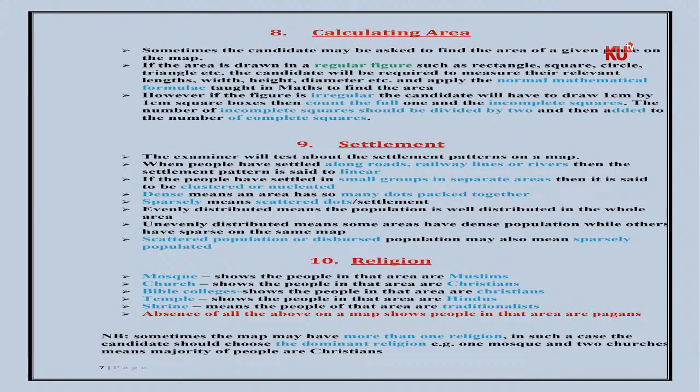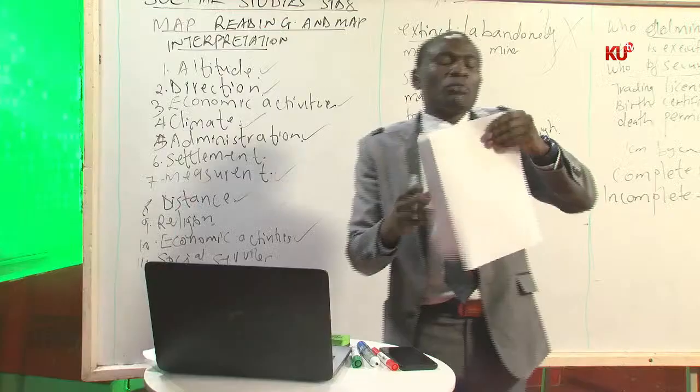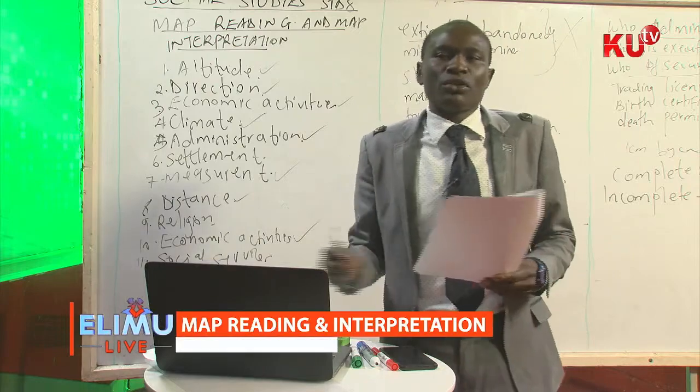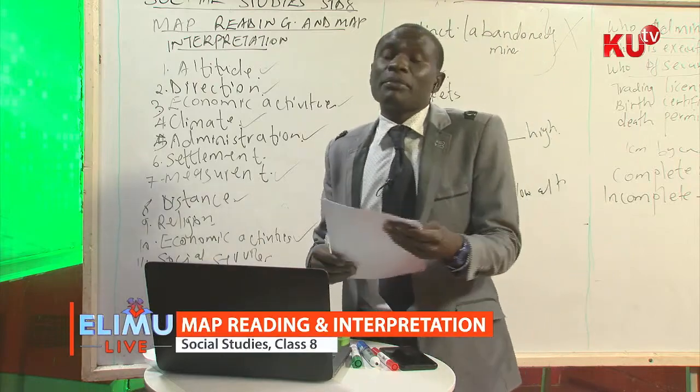Let us look at religion as an area that is most commonly examined. Some of the religions most commonly examined are Islam, the Muslims, Christianity, Hinduism, and traditionalists. Here we don't have much, but the absence of all of these means there is no religion, that is pagans. You should note that sometimes the map might have more than one religion, so you need to be very careful when you are answering. Choose the most dominant type of religion appearing in that map.